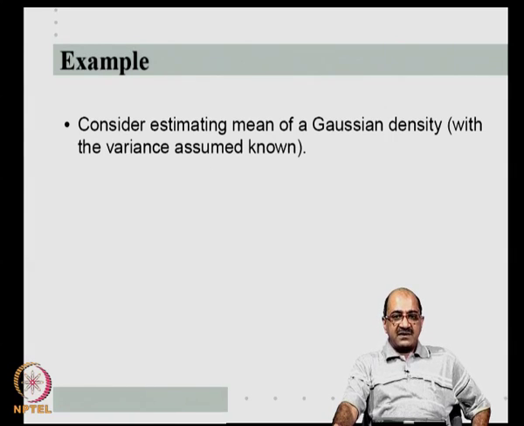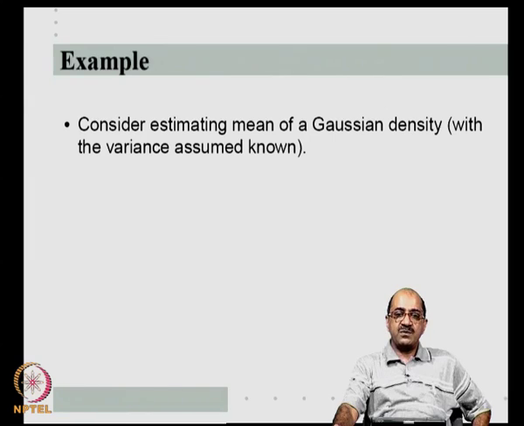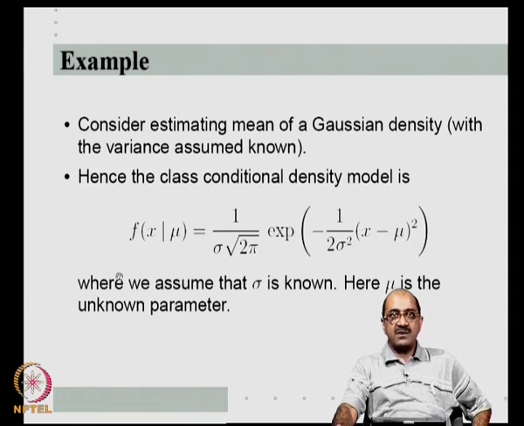Let us first consider a very simple example. We want to estimate the mean of a Gaussian density, but this time we assume even the variance is known. So, only the mean is unknown. We have IID samples from a Gaussian density whose variance is known, and the only unknown parameter is the mean. With that assumption, what will be my assumed probability model? F x given theta, where theta is mu, the mean of the Gaussian density, in this one dimensional example. So, f x given mu, this is the standard Gaussian density model.